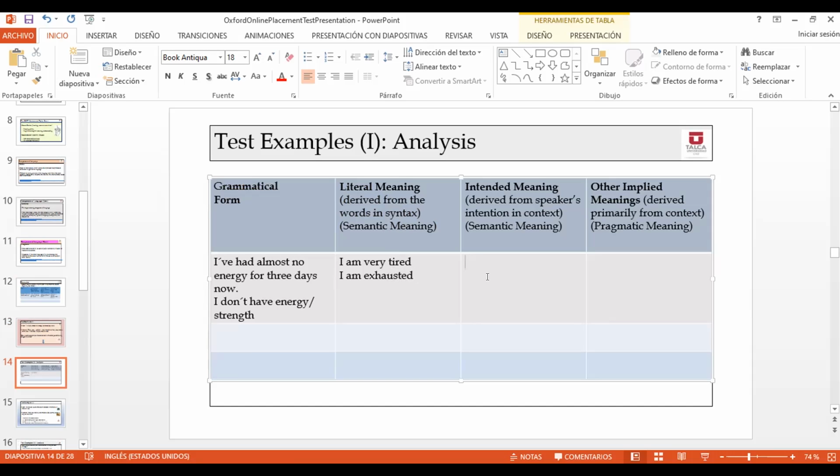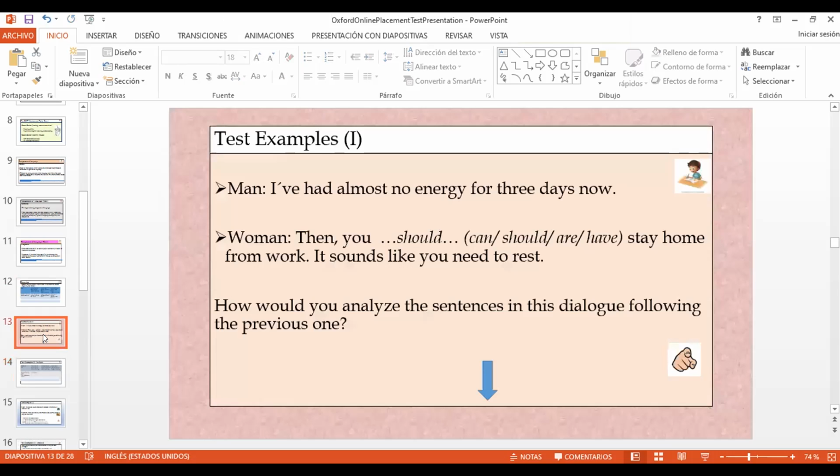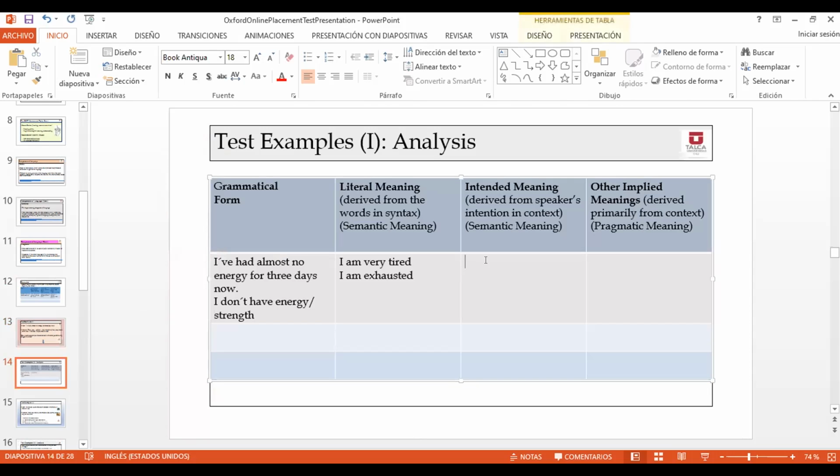Okay, and what is his intention? I have had almost no energy for 3 days now. Then you should stay home from work. What is the intention? What does he want to imply? That he needs to rest. Yes, I need to rest, to stay home. Excellent. To stay home, to not go out, to stop work.